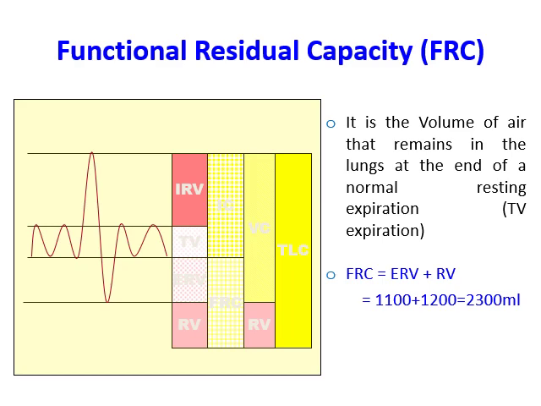And how much is it? It's approximately 2,300 milliliters of air. The functional residual capacity is the volume of air in the lungs between breaths when the respiratory muscles are relaxed. And where can you find it on the spirogram? The functional residual capacity is this.